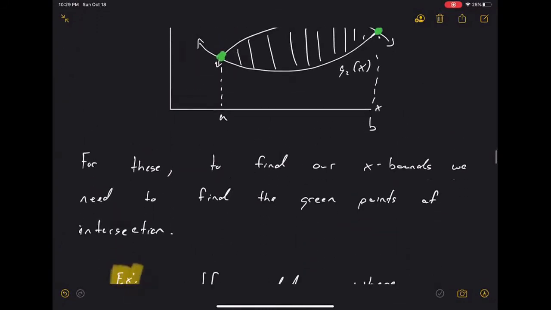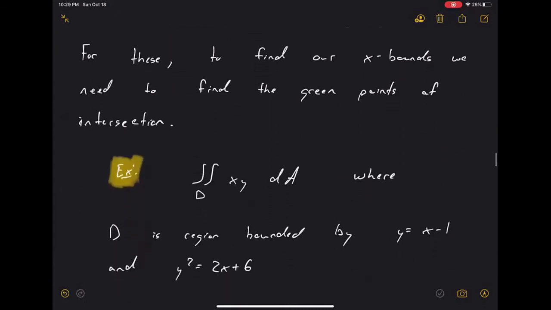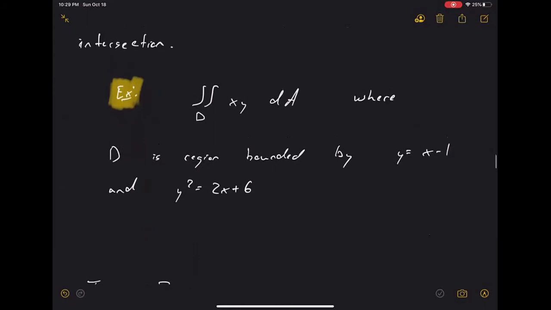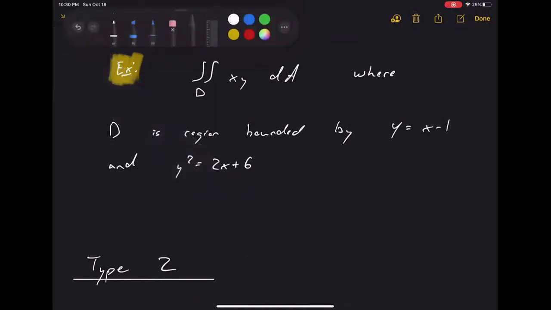So for these, we need to find our x bounds. We need to find these green dots, the x coordinates of these points of intersection. An example of that would be, let's say we're trying to integrate this function. Here we're given this general notation: find the double integral over your region D. And then they tell us the region D is the region bounded by y equals x minus 1, and the parabola y squared equals 2x plus 6. It is helpful to be able to draw these regions and get an idea of where you're supposed to be integrating.